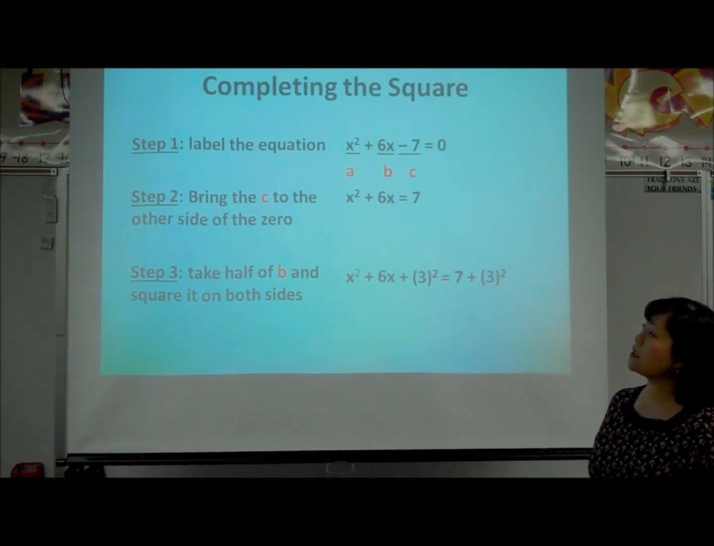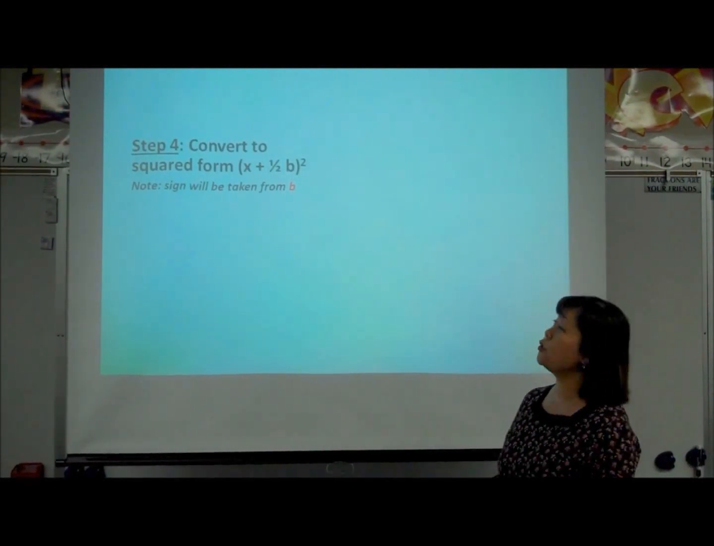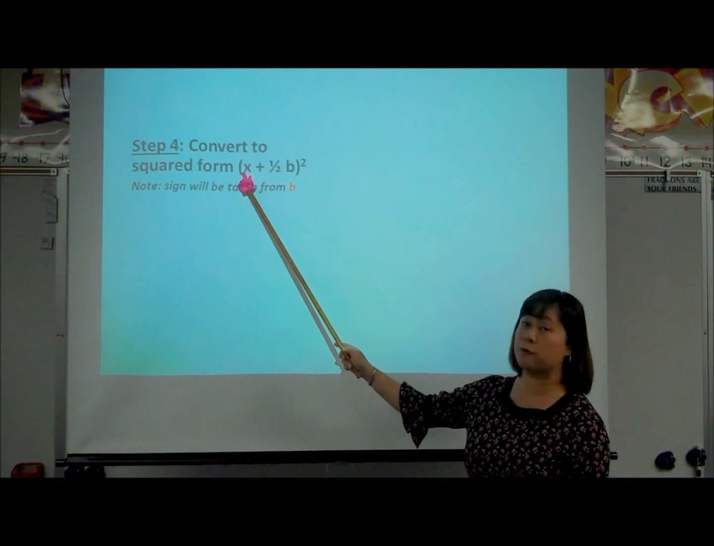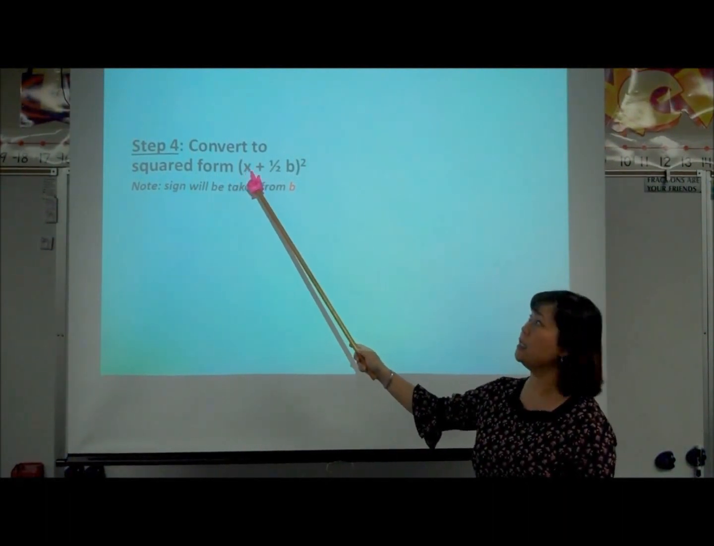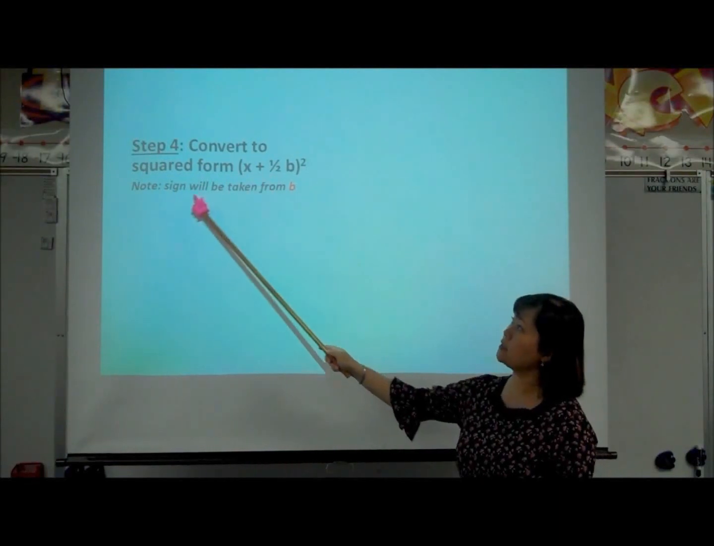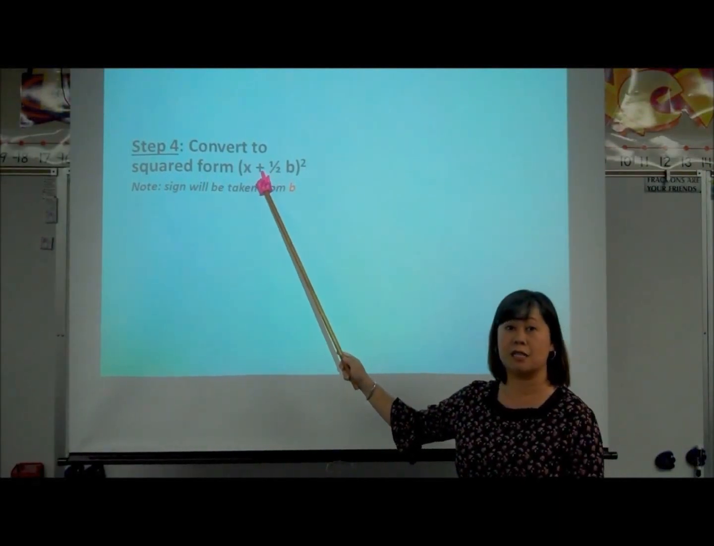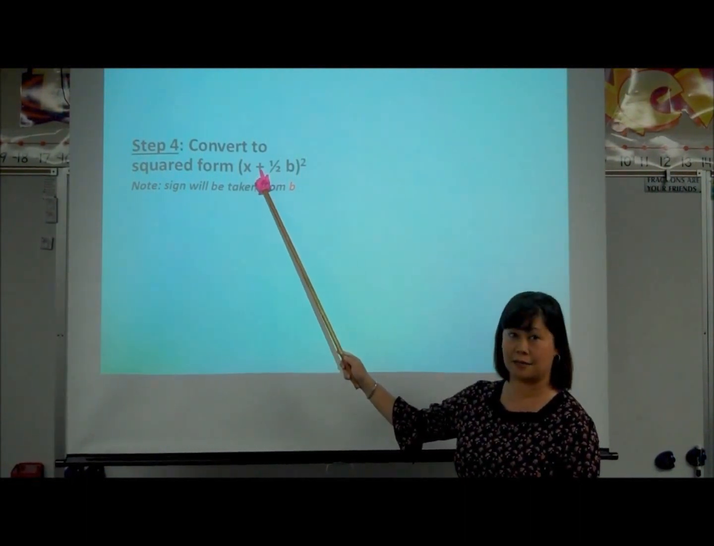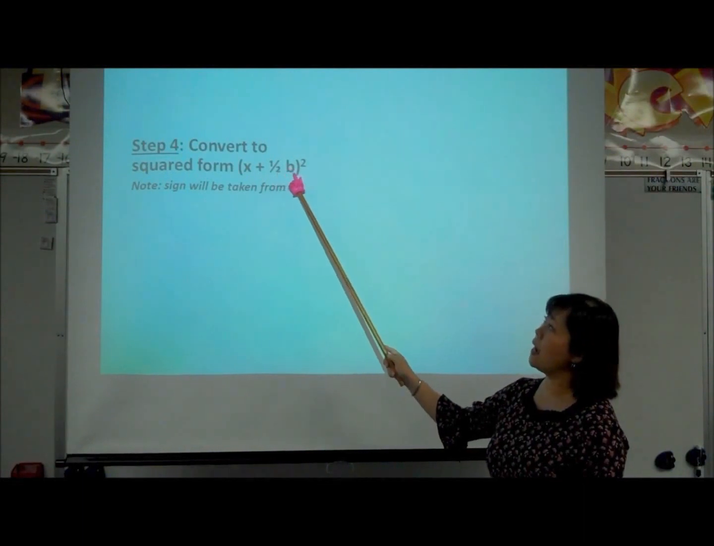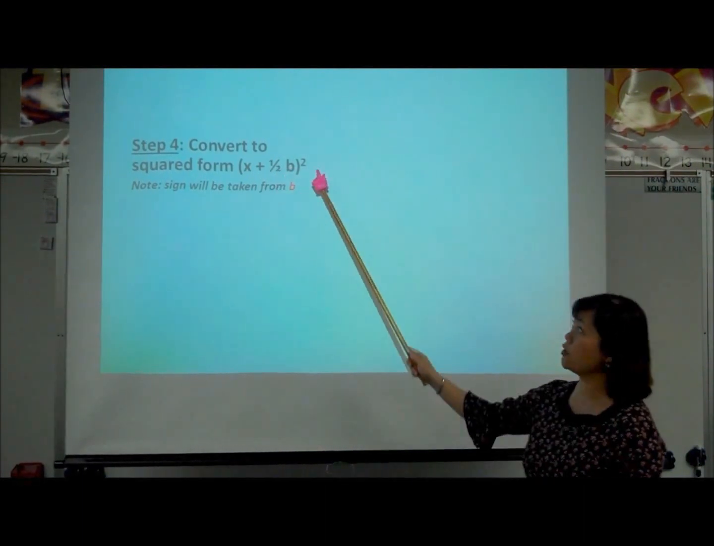Now we're going to go into step number 4, which is converting it into a squared form. Because, as I mentioned before, the a has to be a 1, this will always be x right here. Okay? Now this sign right here will always be taken from the b sign. So if b is positive, then you're going to put a plus. If b is negative, you're going to put a minus instead. Okay? And then this number right here will always be the half of b that we took, and then we're going to square it.